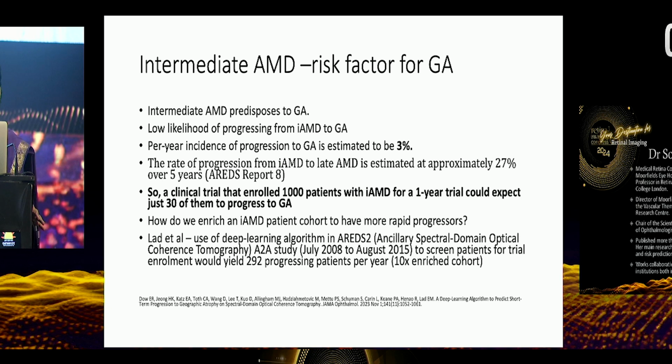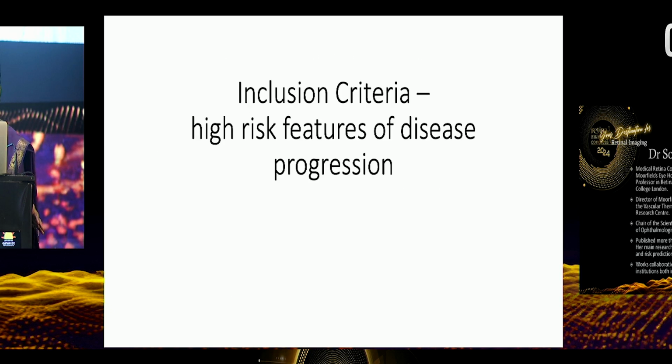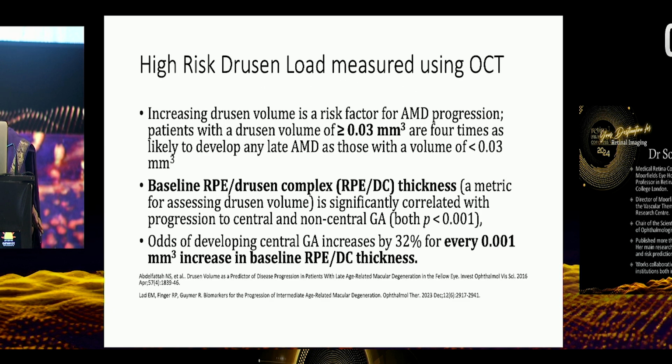So of course we will all end up using AI to identify this group of patients, but before we go to AI, we do need to understand the anatomy and pathology of why these markers are identified by AI. So coming to inclusion criteria, we discussed drusen volume today using OCT, and someone mentioned a drusen volume of more than or equal to 0.03 millimeter cubed. They are 4 times more likely to develop late AMD, and I should stress, once you have a GA, there's no point going and looking at drusen volume, because fundamentally it is the GA growth rate that's more important in those eyes.